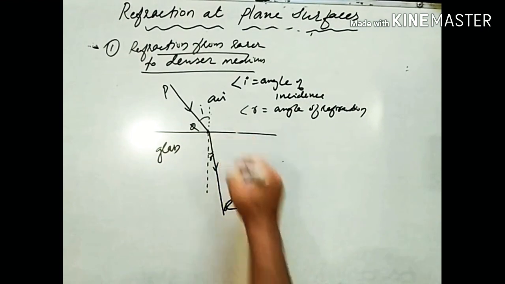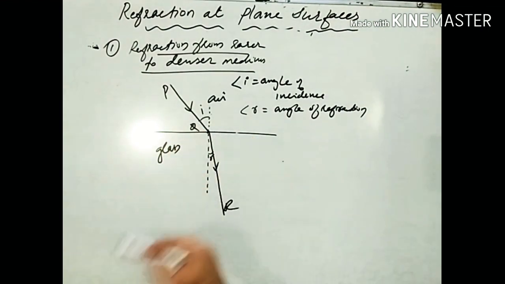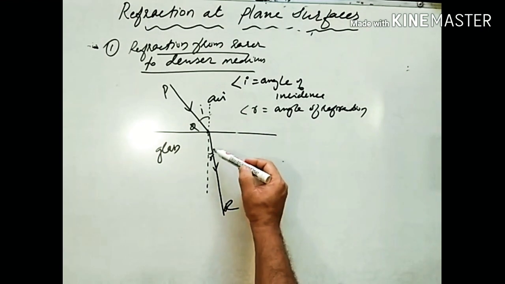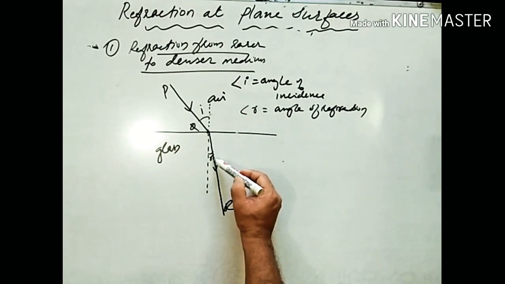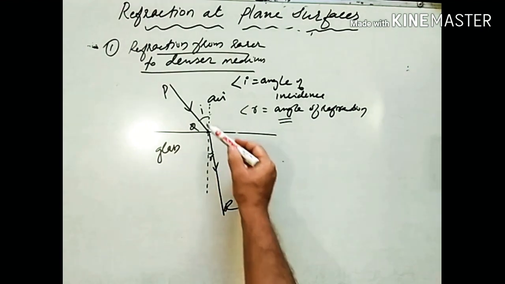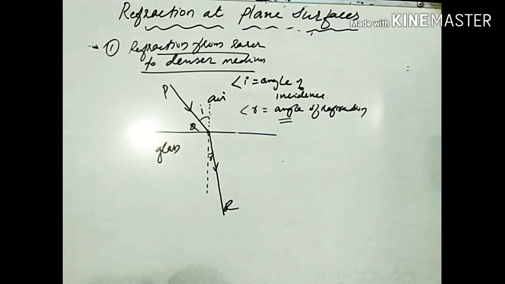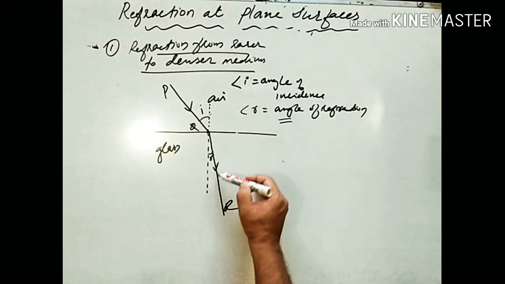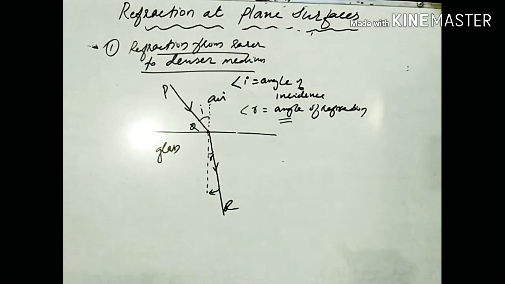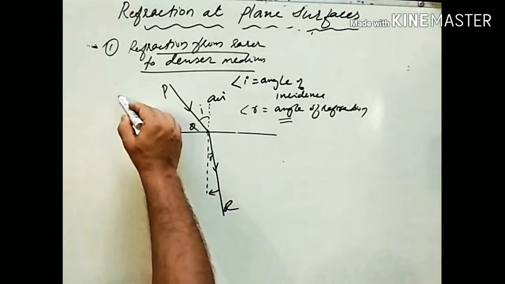So PQR: QR is the refracted ray, PQ is the incident ray, and the angle i, the angle between the incident ray and the normal, we call the angle of incidence, and the angle between the normal and the refracted ray, we call the angle of refraction. We can see that the angle of refraction will be slightly less than the angle of incidence, because light slows down, it bends towards the normal. You can see that it is bending towards the normal because the speed of light slows down when it enters from a rarer medium to a denser medium. Please remember this point, very important point.